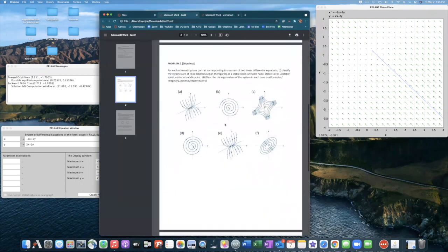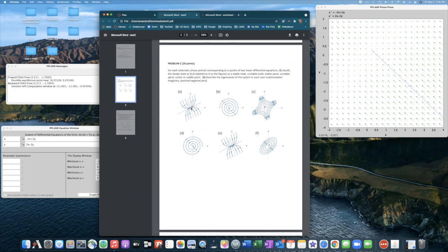Okay, here's question 2. For each schematic phase portrait corresponding to a system of 2 linear differential equations: 1, classify the steady state at (0, 0), meaning as a stable node, unstable node, etc. And 2, describe the eigenvalues of the system in each case. All right, great.